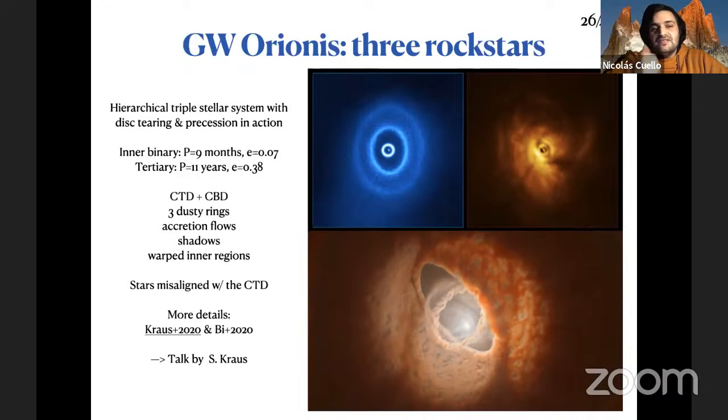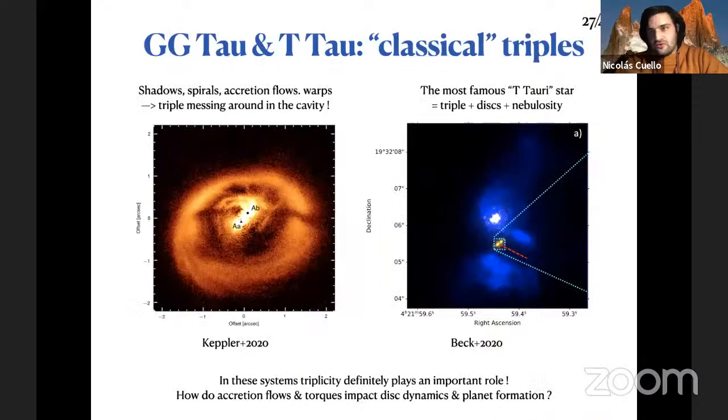In here we have a circumtertiary disk, and we have a circumbinary disk here, and you have warps, shadows. It's a fascinating system. And also the star orbit seems to be misaligned with respect to the circumtertiary disk, which is something, again, lending support to this misalignment scenario, that everything is misaligned, basically. If you want to know more, there are a couple of papers here and a talk by Stefan Kraus. Moving on, I'm going to go fast now.